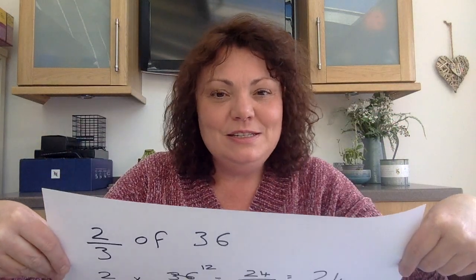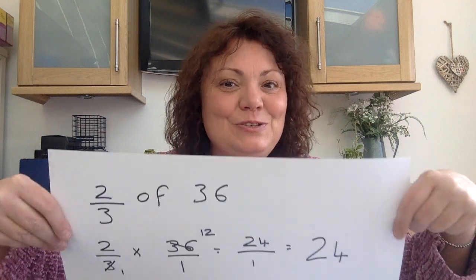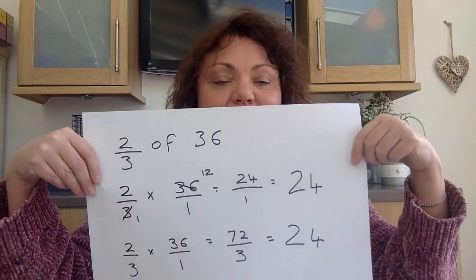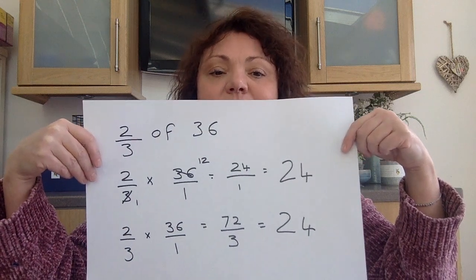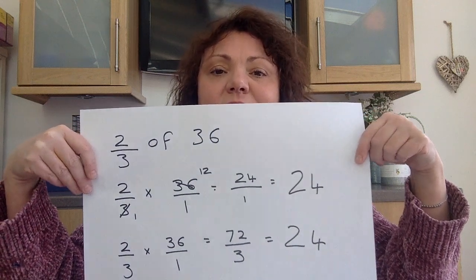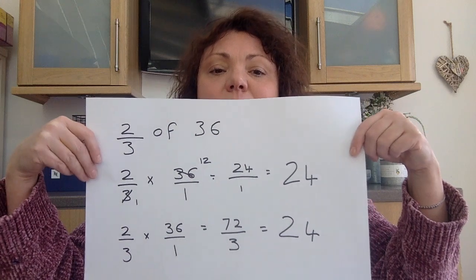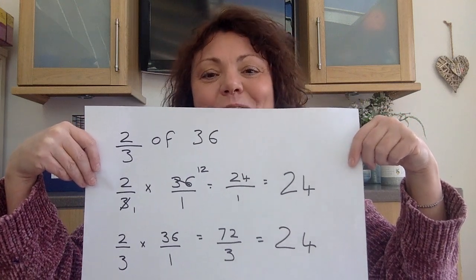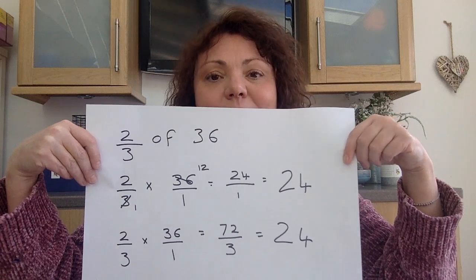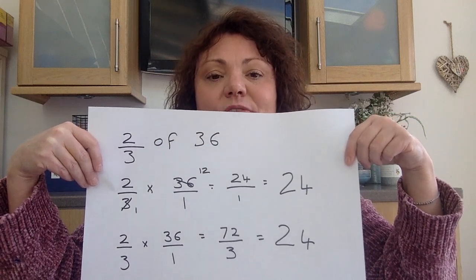Some of you might not want to do it that way. You might want to use a second strategy where we simplify afterwards. So let's have a go at that one. So we're going to multiply 2 by 36, which is 72. And then we're going to say 3 by 1 is 3. We're going to make that into a whole number by saying 72 divided by 3, which is 24.